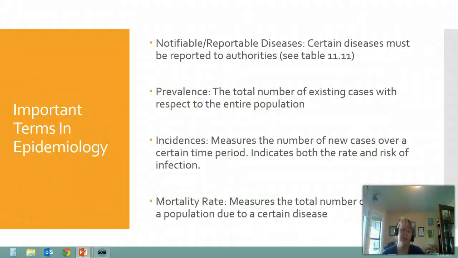So now we have a couple of epidemiology terms we need to get straight. The first is prevalence. This is the total number of existing cases with respect to the entire population. This gives us a sense of how prevalent or how frequent this disease is within a given population. For instance, if you have 10 people in a small town and one person develops syphilis, that is a 10% prevalence, but it's still a bit of a misnomer, whereas if you have 1 in 1,000, you have a significantly lower level of prevalence.